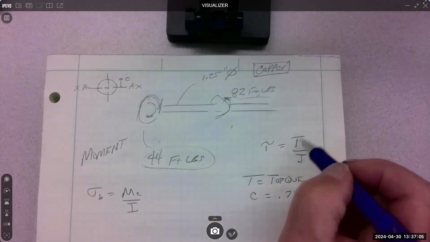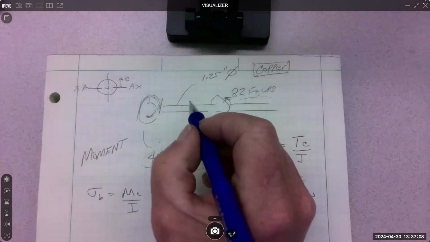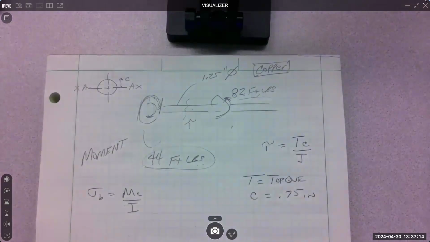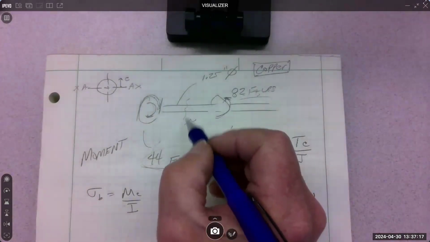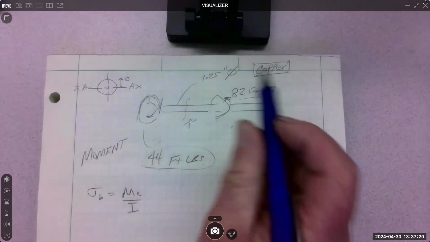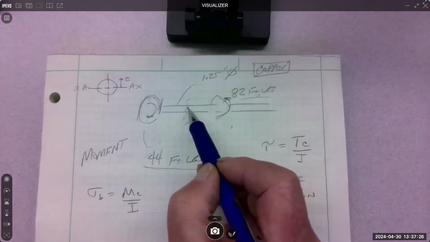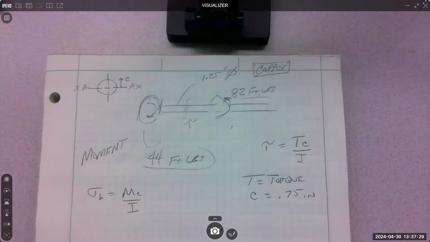T is the torque, and that depends on where we want to do our torsional stress. We'll do it in here. This is where we want to know our torsional stress. So we need to know the torque in the section you're analyzing. If we have 44 going this way and 82 going that way, what's our torsion here? 38. Yeah, it's going to be the difference. If they're both going the same way, 44, there'd be no stress, that'd just be something spinning with nothing resisting, right?